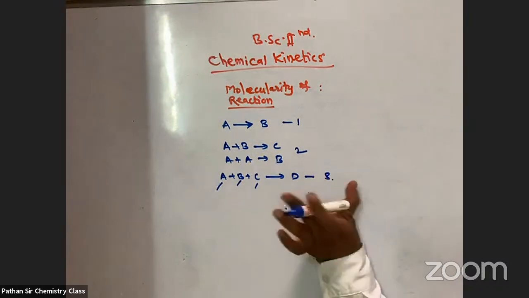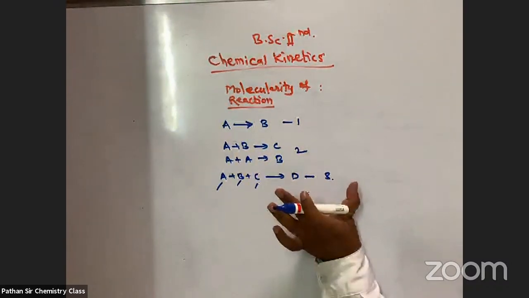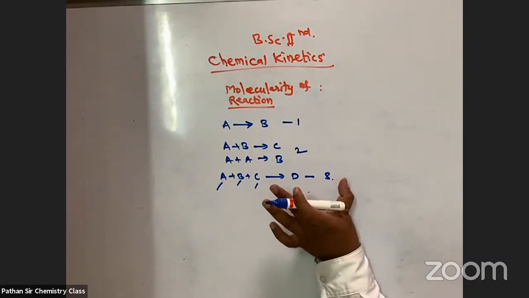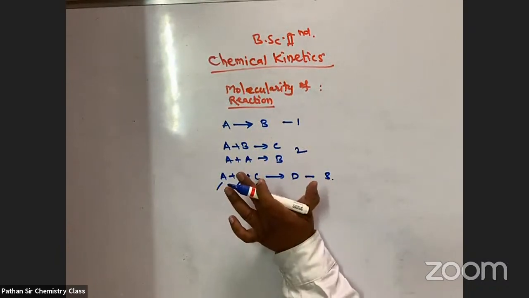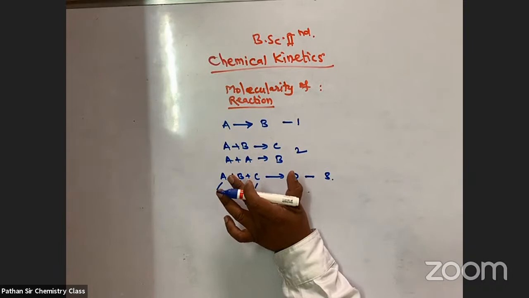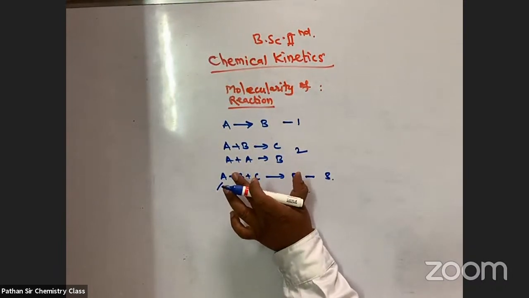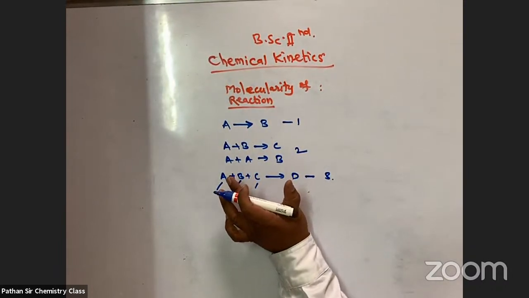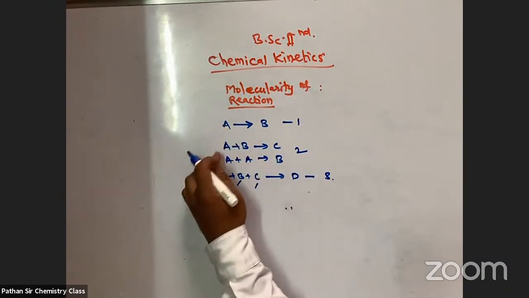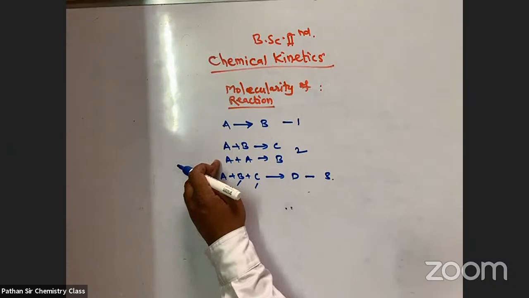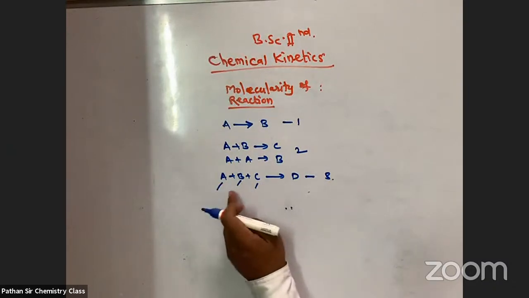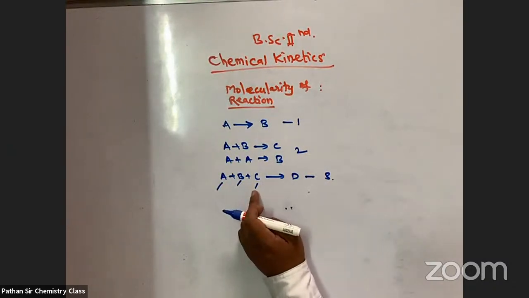So the number of reactant molecules involved in a chemical reaction is simply known as the molecularity of the reaction. If it is just 1, then the reaction is called unimolecular. If you are using 2 reactant molecules, then that is known as a bimolecular reaction, and for 3, it is known as a trimolecular reaction.